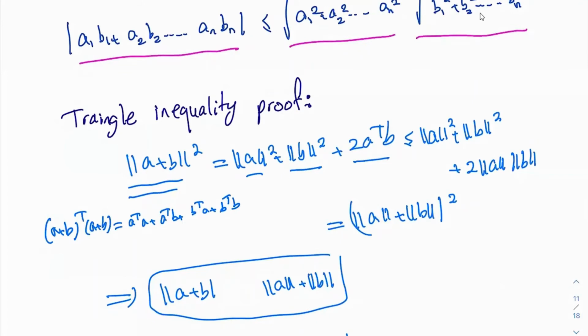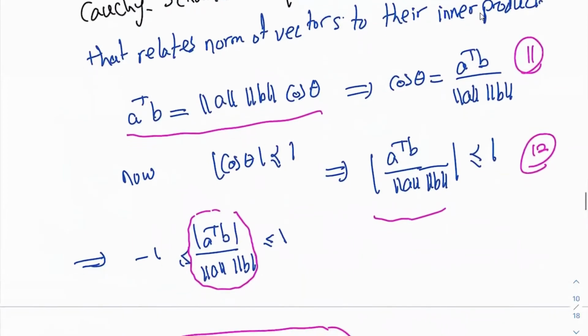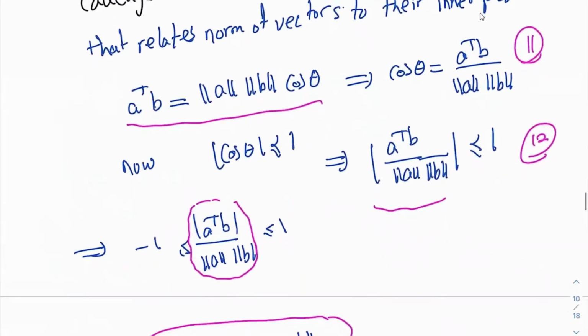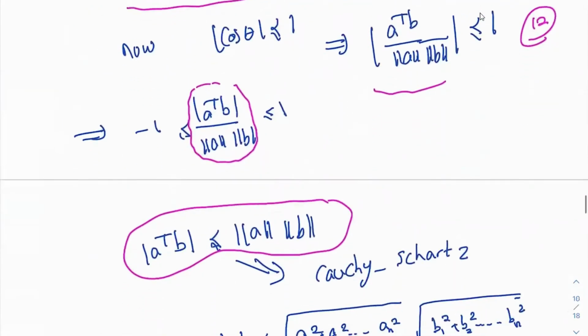Now let's use the Cauchy-Schwarz inequality here, and the relationship that we have in equation 11. We know that A transpose B is, let me name this equation 13, the actual Cauchy-Schwarz. Let me use this color.